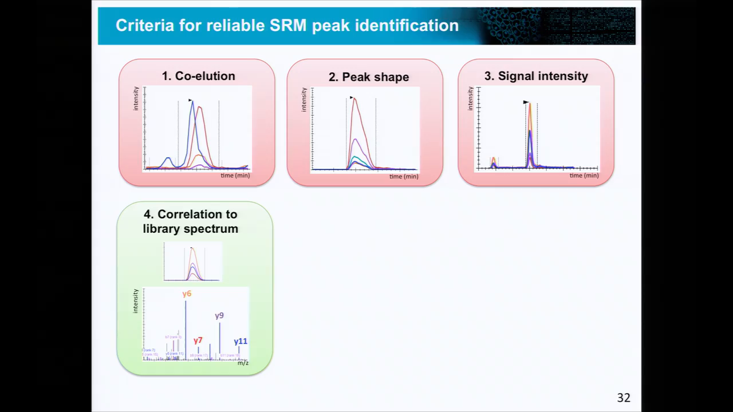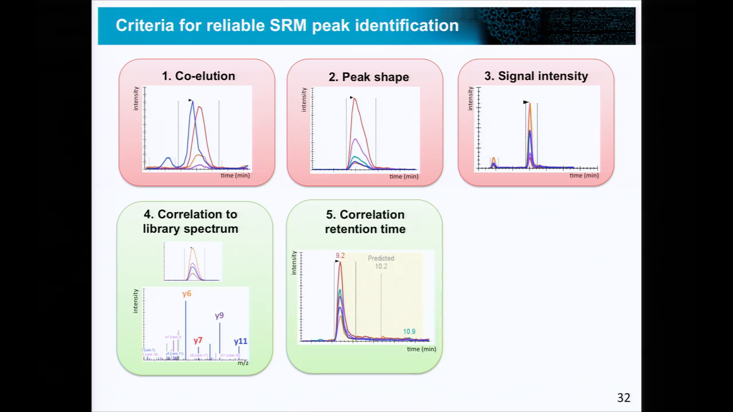And a 4th criterion you can apply is the correlation to a library spectrum. So if you have an identified MS2 spectrum coming from whatever source, where you have found your target peptide and you have selected, let's say here, those 4 transitions, what you would expect is that the intensities that you see in the peak that you think is the peak are somehow reflected also in the intensities that you see in the MS2 spectrum. So the Y6 is the most intense, then the Y9, then the Y11, and so on and so forth. If you find this correlation, you're more confident that you're looking at the right peptide.